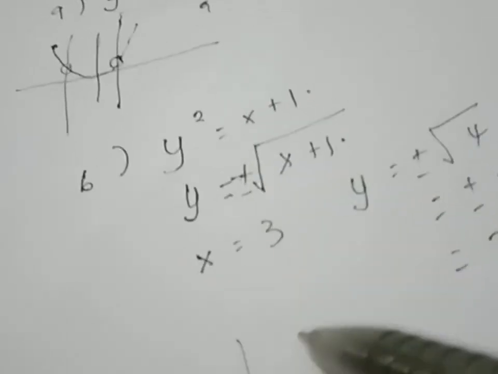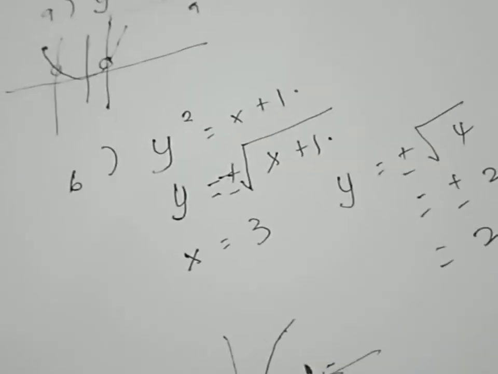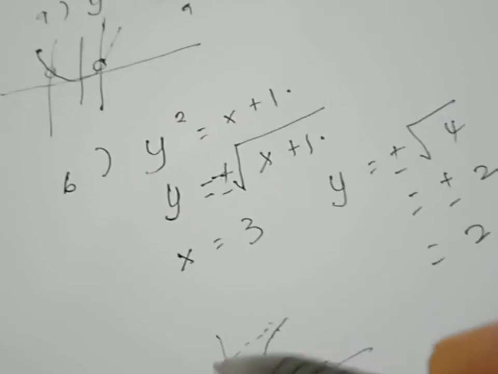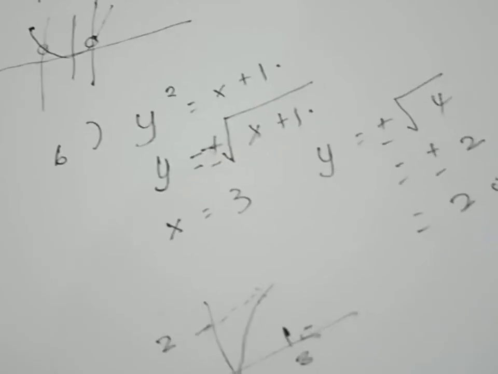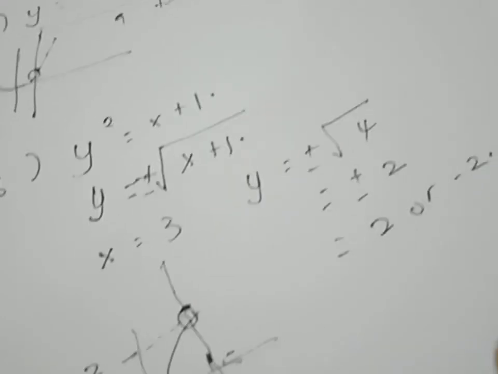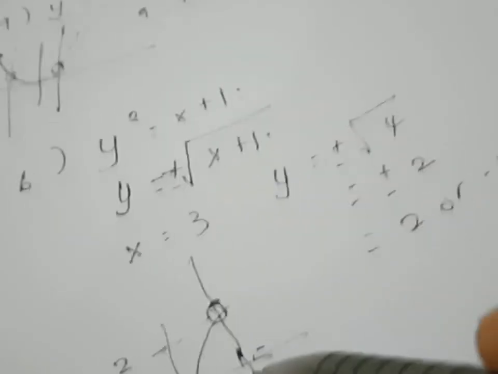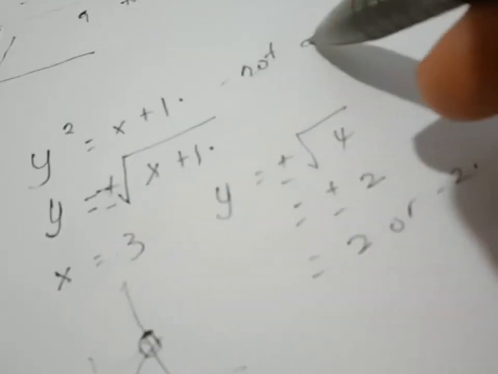In graph form, the graph for y square equal to x plus 1 is like this. When x equal to 3, y equal to 2 and y equal to minus 2. In the vertical line test, we have two intersections. So one value of x is assigned to two values of y. This is a one-to-many relationship. Therefore, y square equal to x plus 1 is not a function.